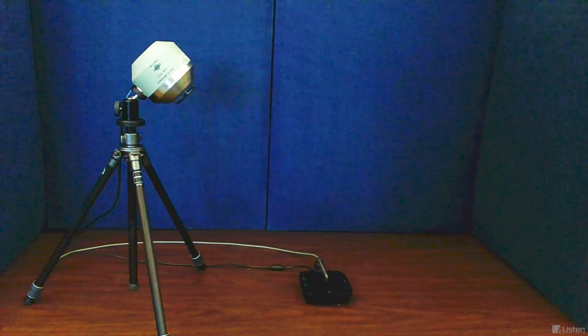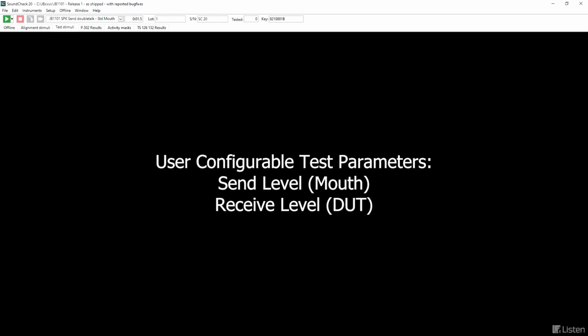When the sequence begins, you'll be given an opportunity to set some of the test parameters. The most important ones are the sending level from the mouth and the receiving level from the device under test. The defaults that will be shown here are pretty typical, and they will test the device under favorable conditions. But by changing those levels, you can test the device under less than favorable conditions where it may struggle a bit to provide full duplex operation.